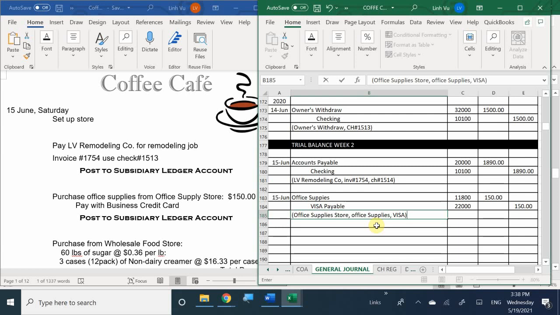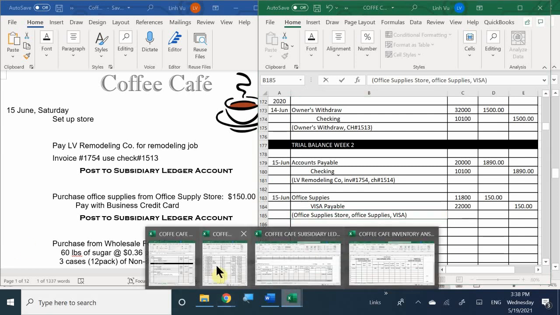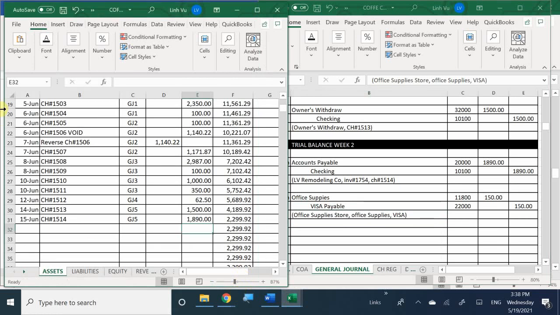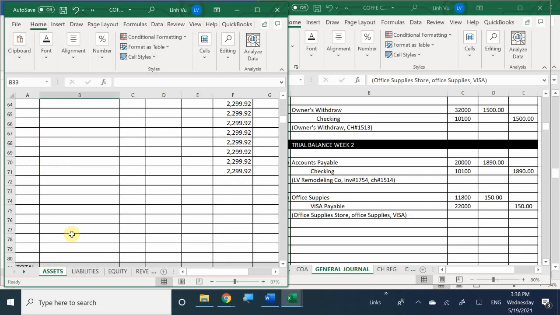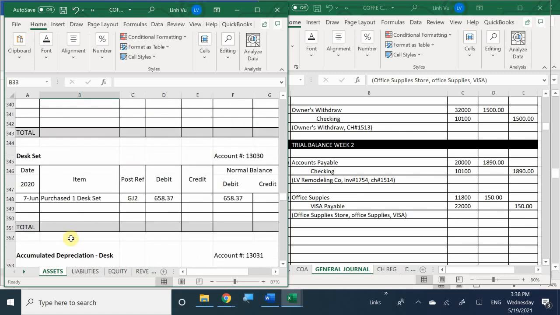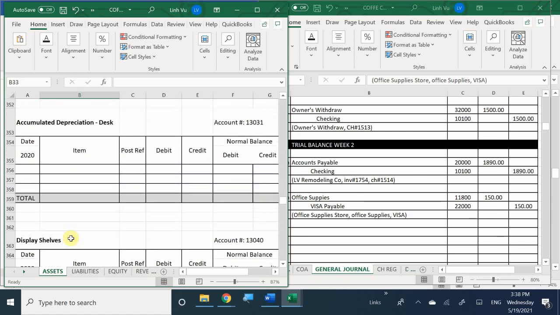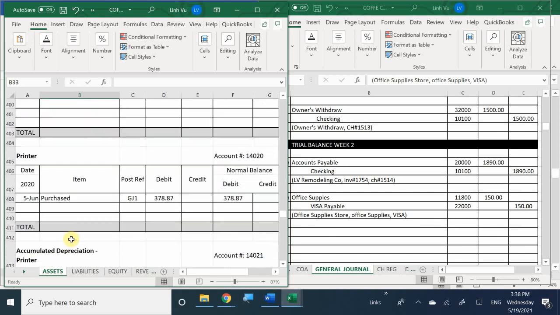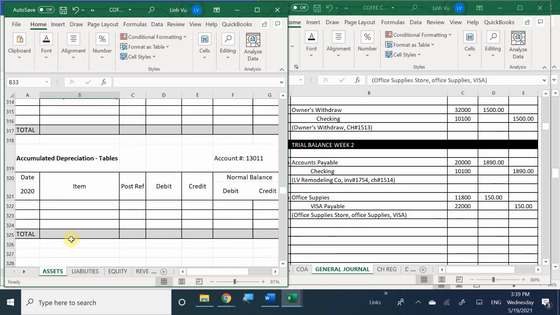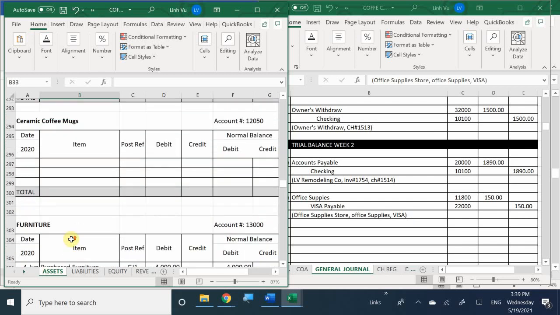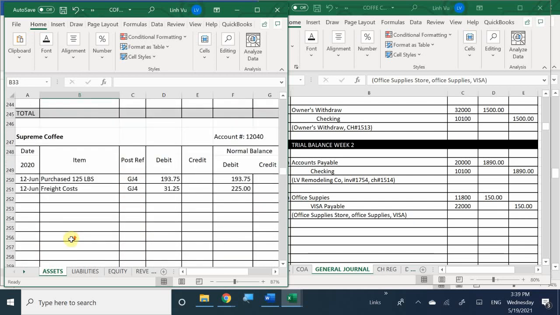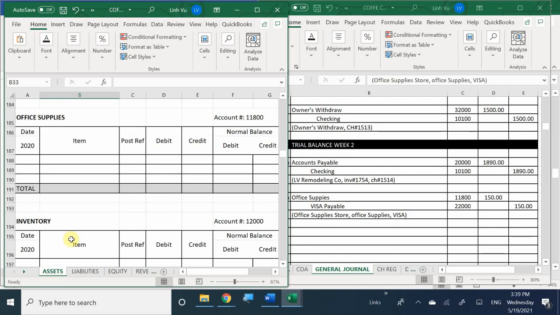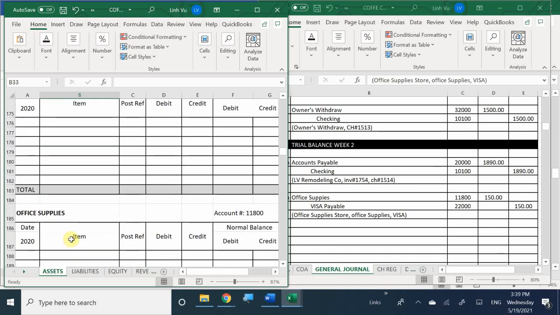And then after this, general ledger, office supplies account 11,800. Perfect. Okay, office supplies. Should be, I think it's before the furniture, and before inventory. Here we go. Before inventory. There we have it. Office supplies.